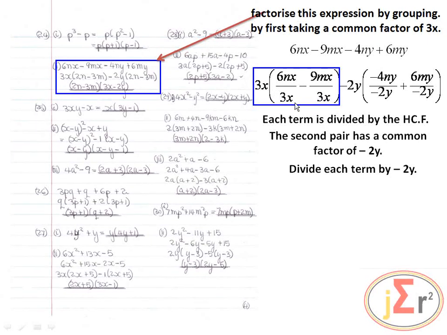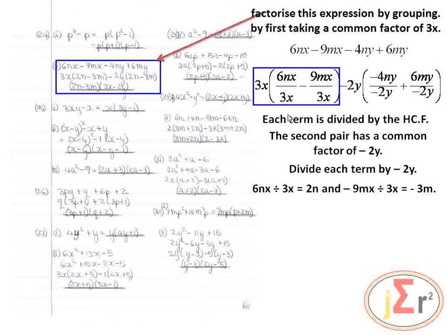3x. The x's will cancel, and 3 into 6 is 2, so we expect 2n. Here we have the x's will cancel, and 3 into 9 is 3, so we will have 2n minus 3m. So 6nx divided by 3x is equal to 2n, and negative 9mx divided by 3x is equal to negative 3m. As we see, the x's cancel. 3 into 9 is 3. Nothing to cancel the m. We have 3m. And x's will cancel here. 3 into 6 is 2. So we have 2n right there.